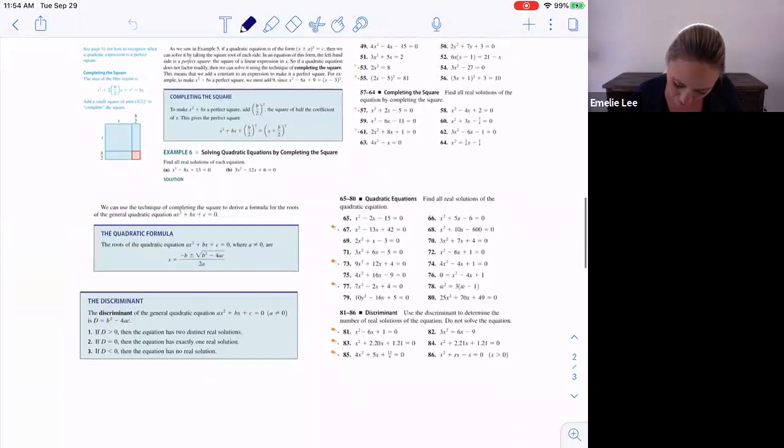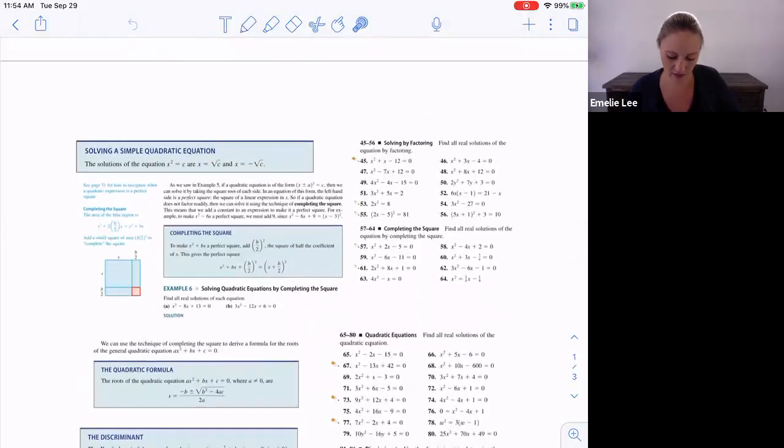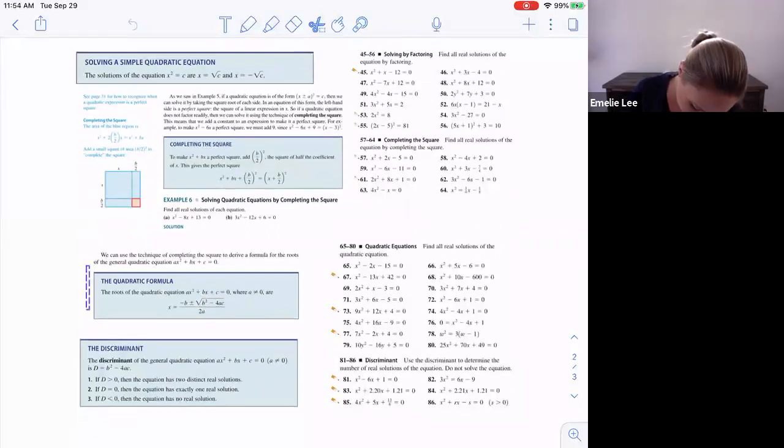And notice, I'll admit, I am skipping completing the square. It's going to come up later, so I will introduce it when we need it. But for right now, we need the quadratic formula to be able to factor quadratic equations and use it in 1.4. So the quadratic formula here is the moneymaker.